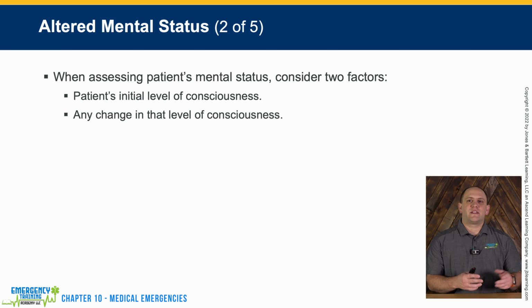When we are assessing a patient's mental status, we want to pay attention to what the initial level of consciousness is when we first get there, and then any changes that happen while we're there. It's also important, if you have anybody else on scene, to find out if there's been a change in their level of consciousness from the time of injury or illness up until the time that you've got there. We do this to trend to see if the patient is getting worse or if they're staying the same.